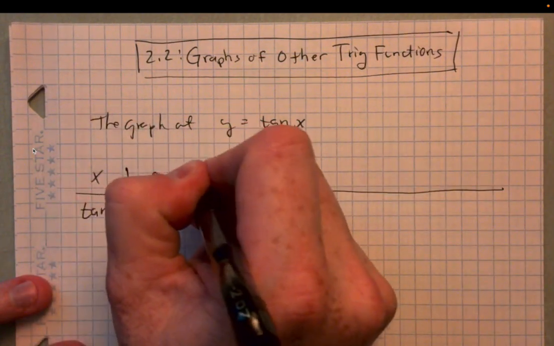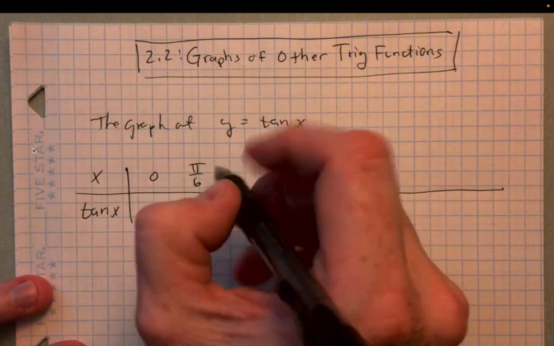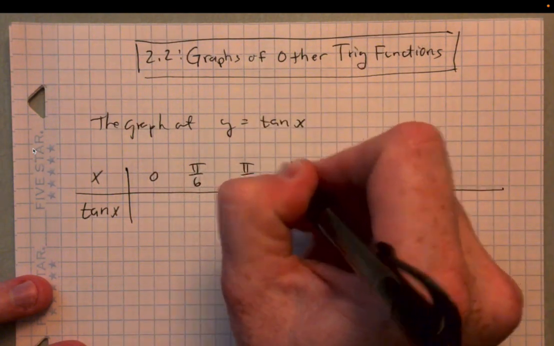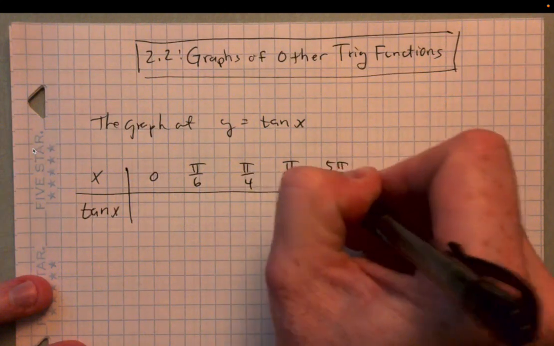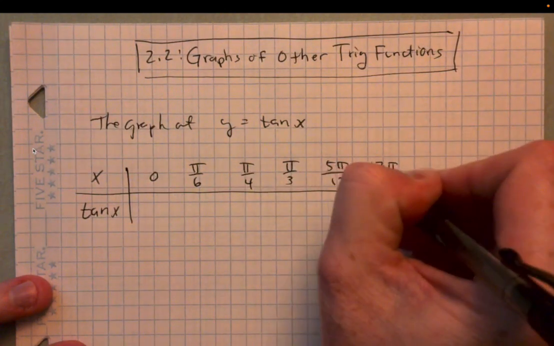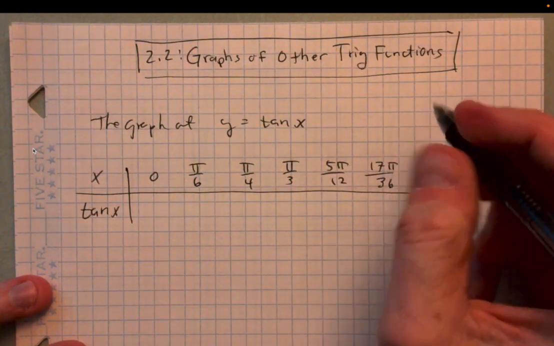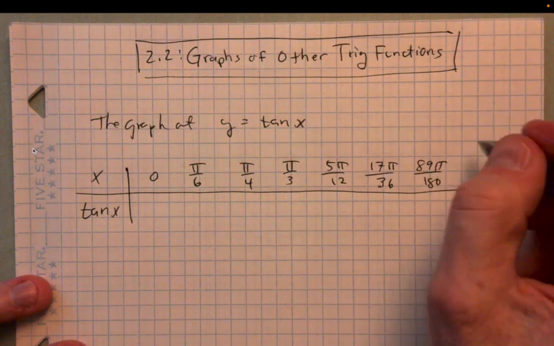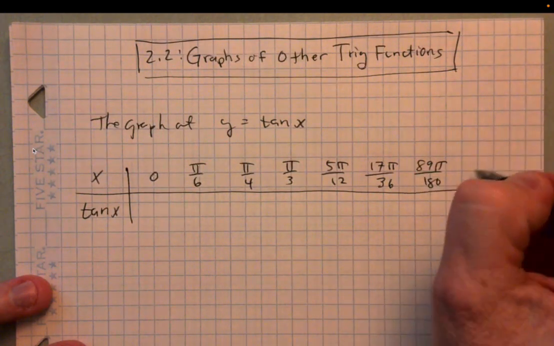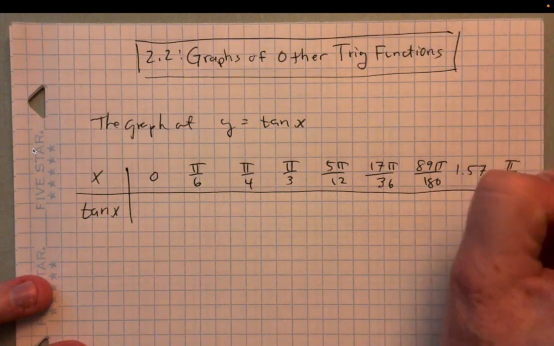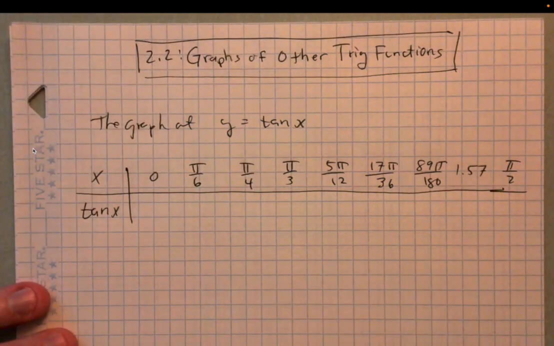So 0, pi over 6, pi over 4, pi over 3, 5 pi over 12, 17 pi over 36, 89 pi over 180, and we'll say 1.57 radians, and then pi over 2. All right, so we're converging to pi over 2 here.